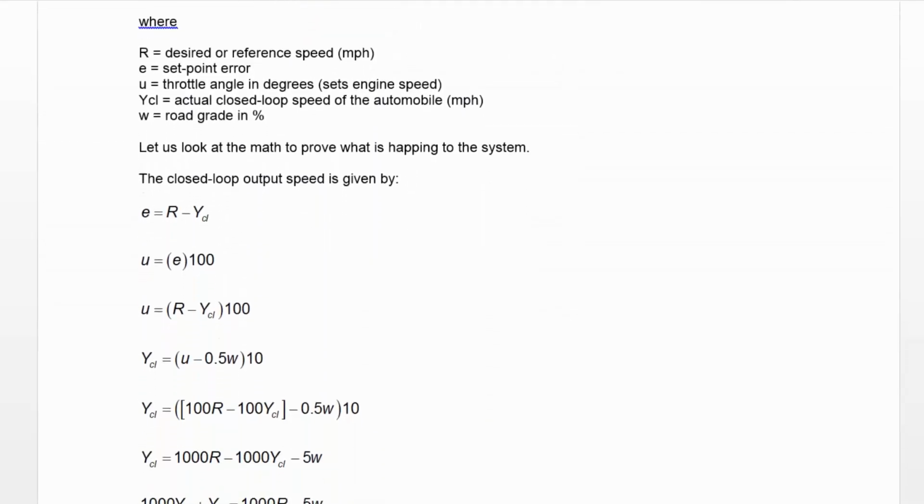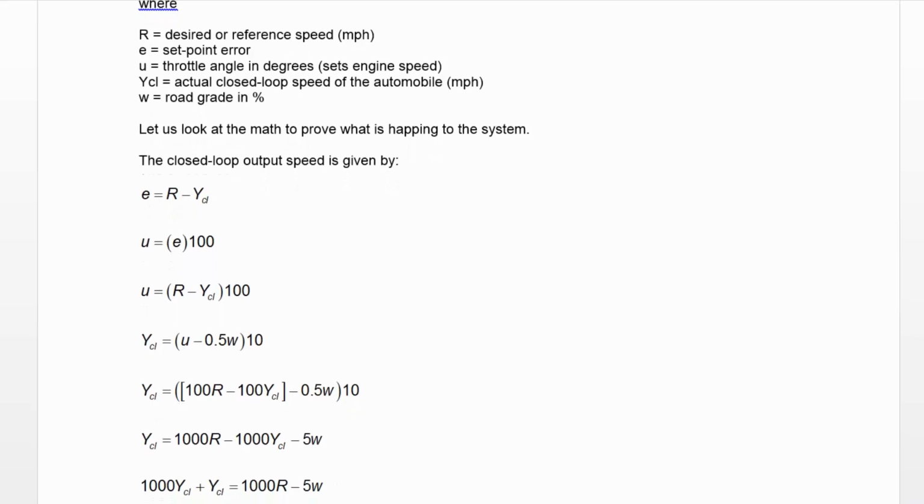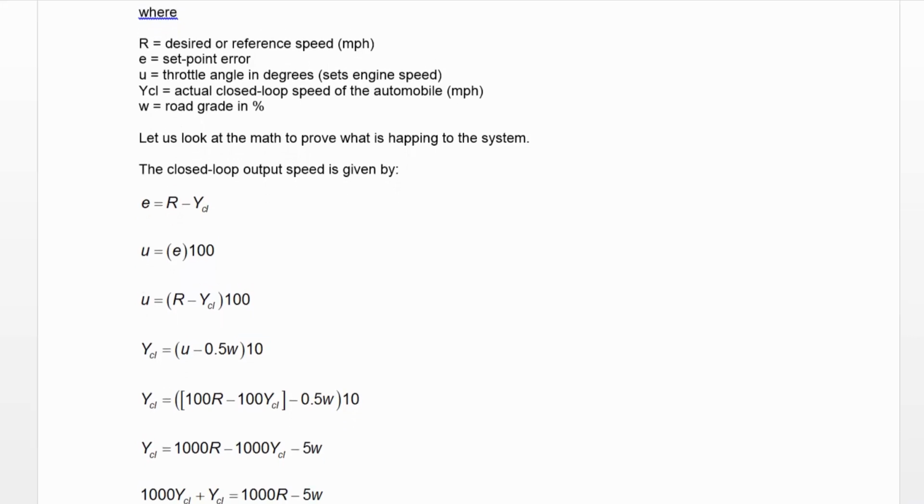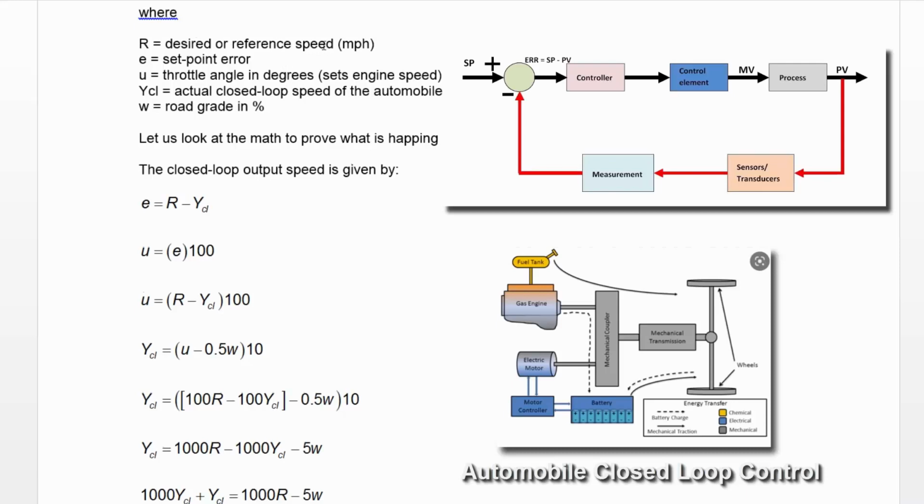Okay, let's look at the formulas here. R is our desired reference speed. We've set that. Error is the set point error. U is the throttle angle in degrees, which sets the engine speed. YCL is the actual closed loop speed of the automobile in miles per hour, and W is the road grade in percent. So let's look at the math. First thing we do is we get an error, and it's a set point minus Y closed loop, the output.